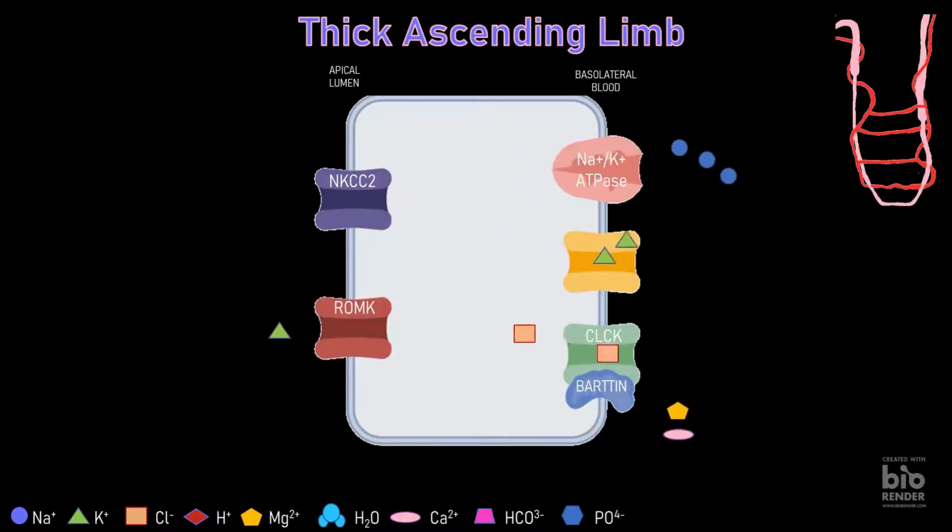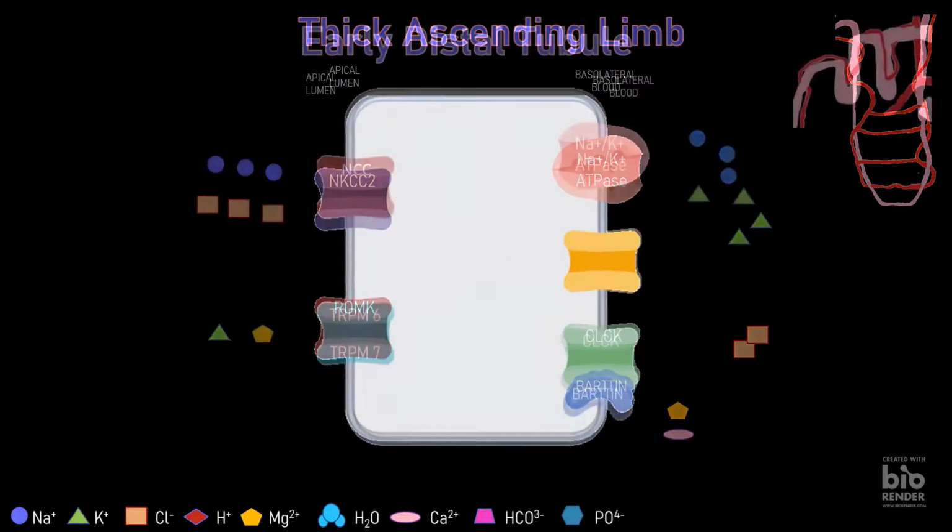Ions are absorbed into the blood via CLCK, which is regulated by Bartin. Potassium is both reabsorbed through a basolateral potassium channel and recycled through ROMK to maintain NKCC2's function. Reabsorption of sodium and chloride ions drives the paracellular reabsorption of calcium and magnesium ions.